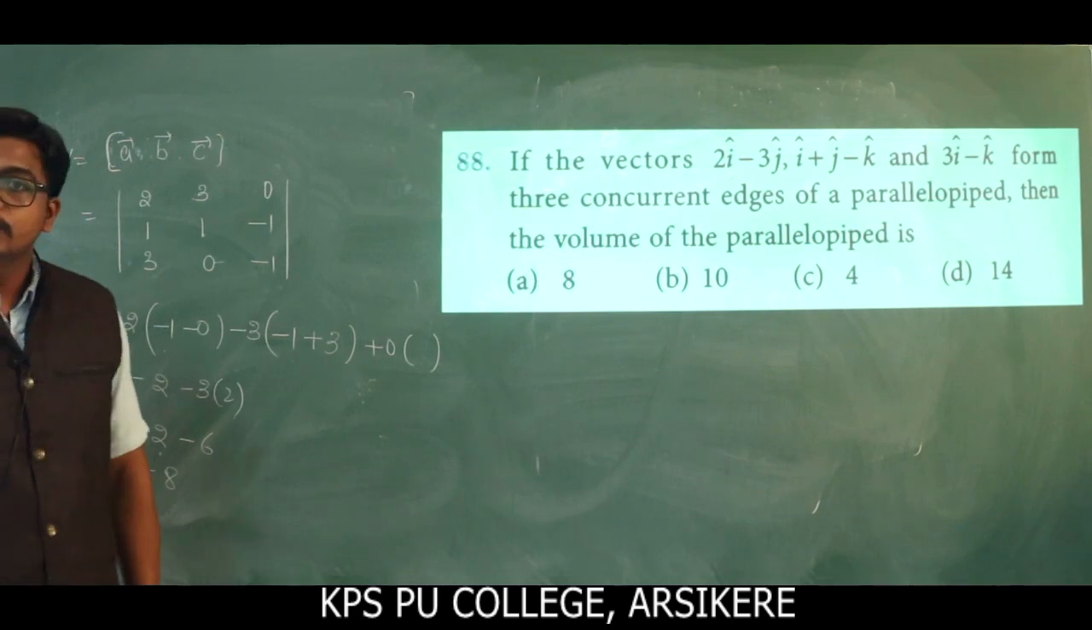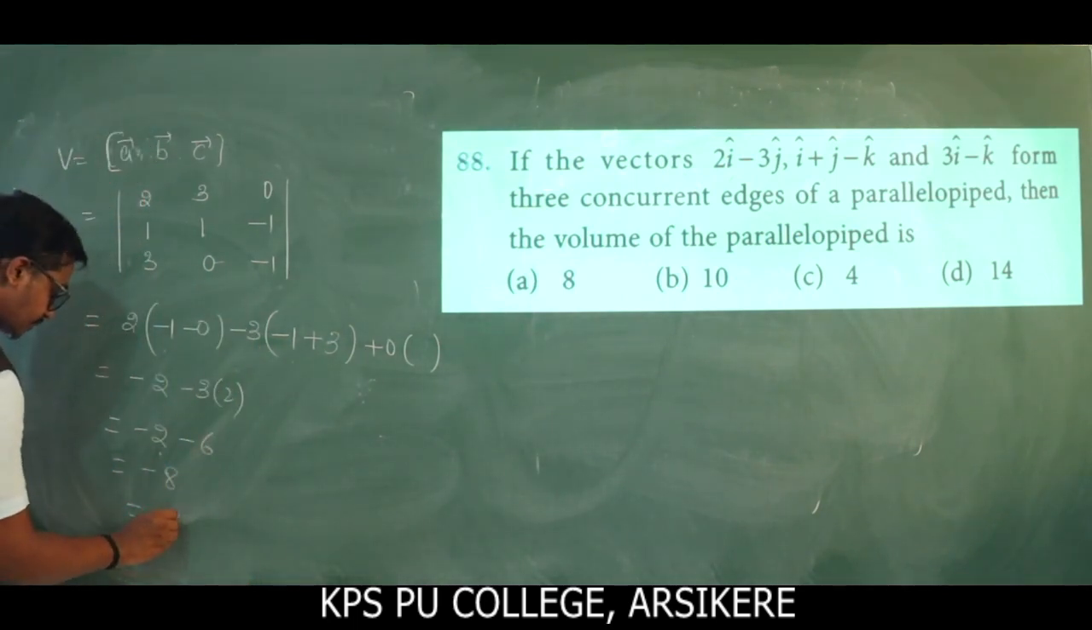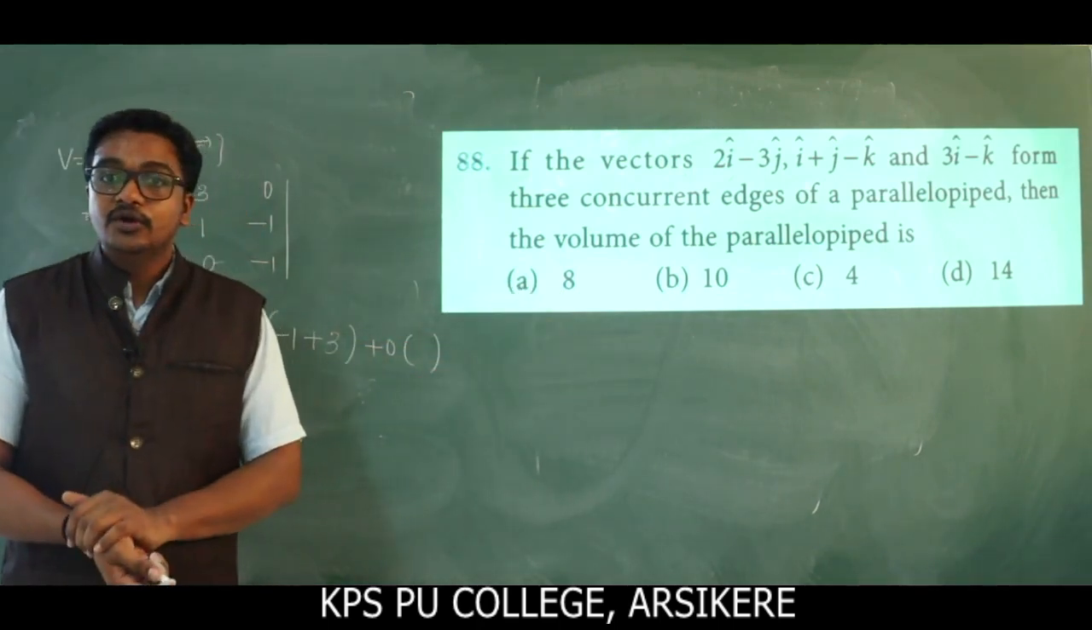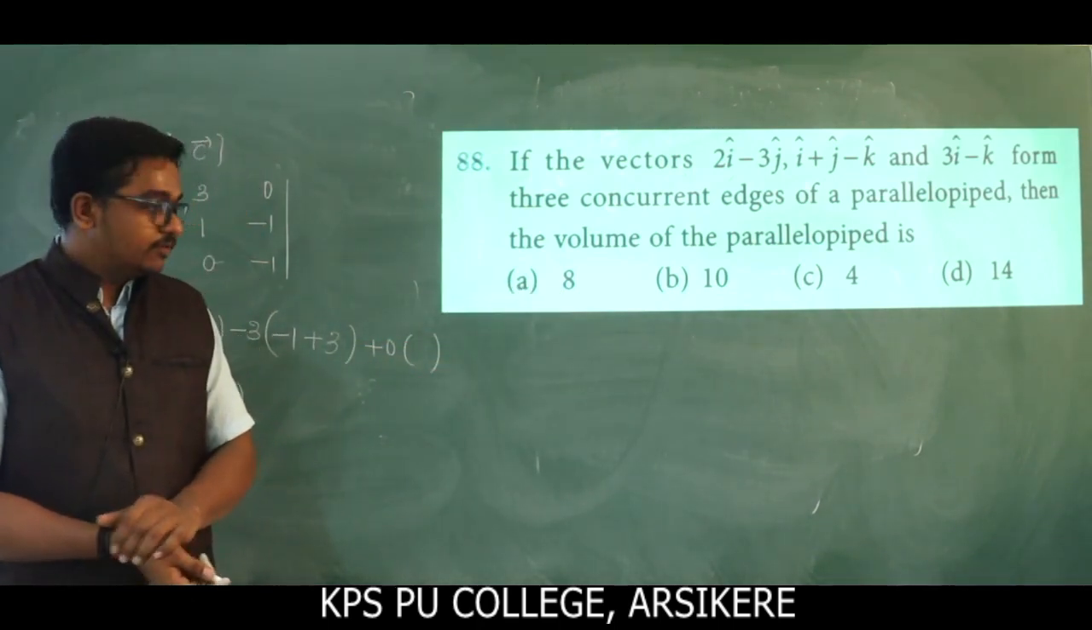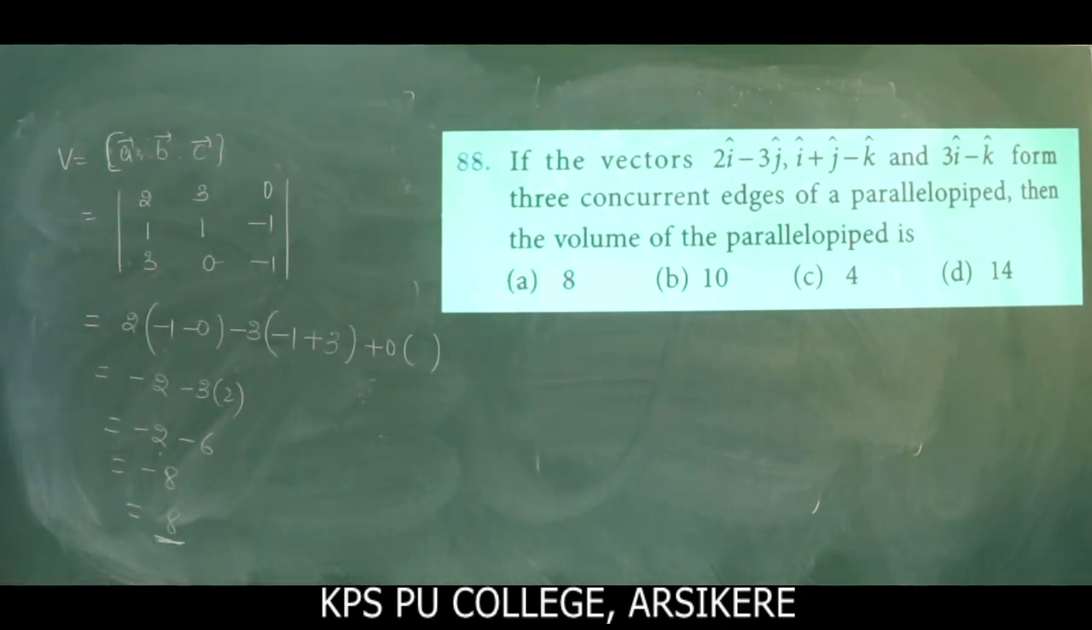Actually, volume is always non-negative, hence we have to take the positive quantity. The answer is 8 cubic units. This is the answer: the volume of the parallelepiped is 8 cubic units. Take a pause and note it down.